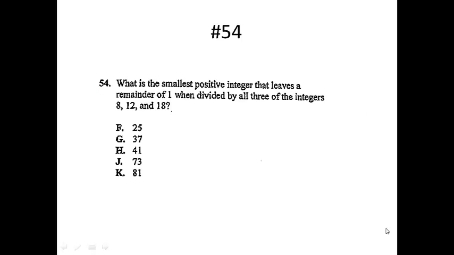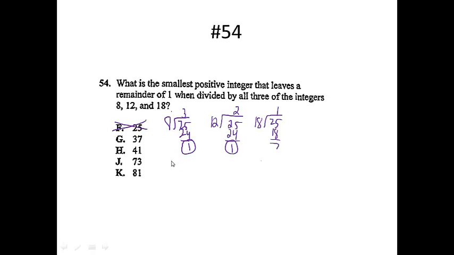Right, 54. What is the smallest positive integer that leaves a remainder of 1 when divided by all three of the integers 8, 12, and 18? Well, this one I decided just to go with my choices and see which was the smallest one that worked. So I started with 25, and when I put 8 into 25, it goes in 3 times, and I have a remainder of 1, so that works. Then I'm going to put 12 into 25. 12 goes into 25 2 times, and once again I get a remainder of 1. And then I'm going to put 18 into 25, and that only goes 1 time, and that gives me a remainder of 7. So 25 does not work, so let's try 37.